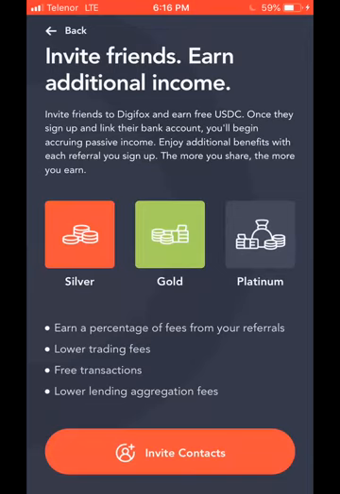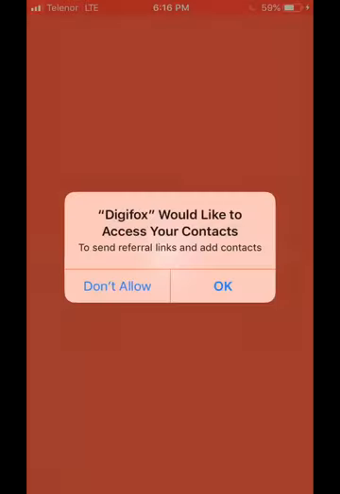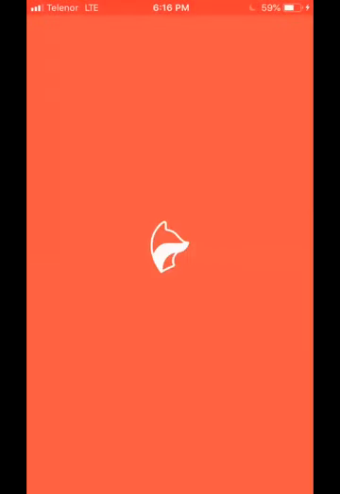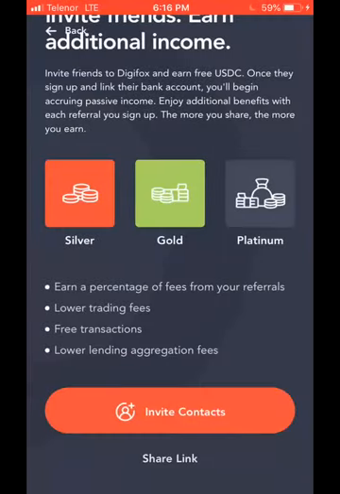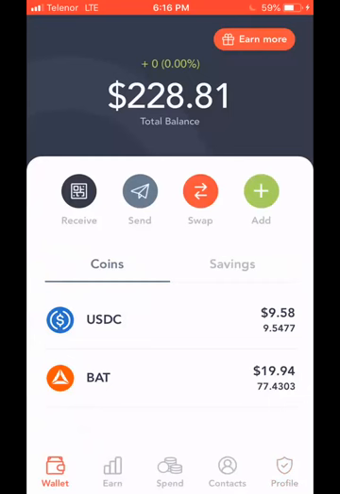We also give you lower trading and deposit fees in the platform. You get free transactions, all kinds of different benefits that, again, reward you for sharing the platform with people. The rewards for this are going to be going live in probably late July or early August, but you can already start referring people with your invite link. And it's as simple as either clicking on invite contacts, where you can give access to your contacts, or you can go to share link here, and you can share your link on a variety of different applications.